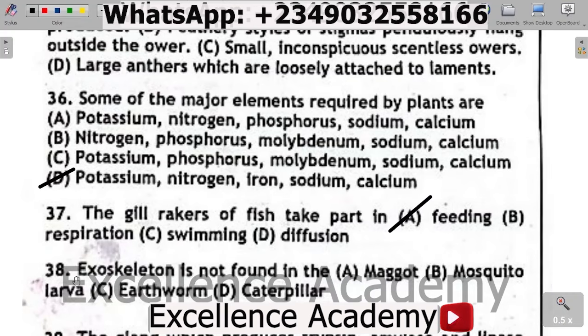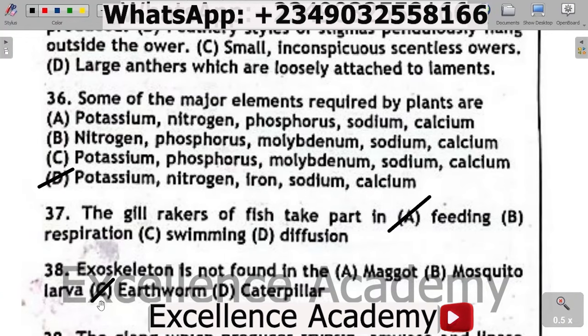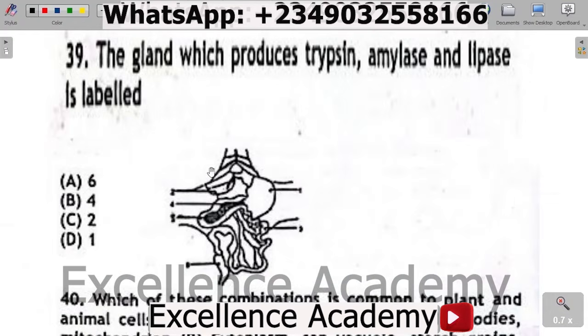Question 38. Exoskeleton is not found in the A. Maggot. B. Mosquito larva. C. Earthworm. D. Caterpillar. The correct option is C, earthworm. The hydroskeleton is found in earthworm and not the exoskeleton. So the correct option is C, earthworm.